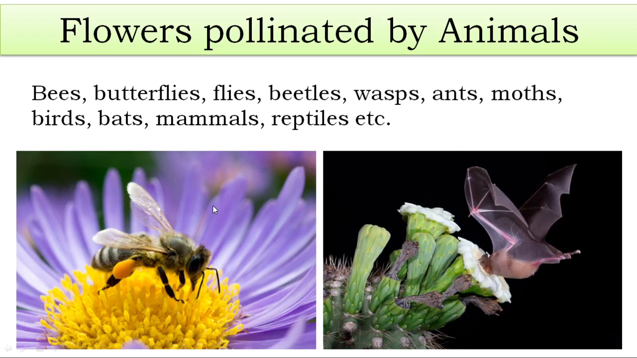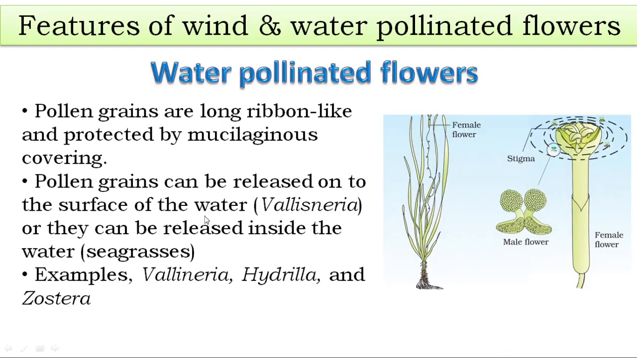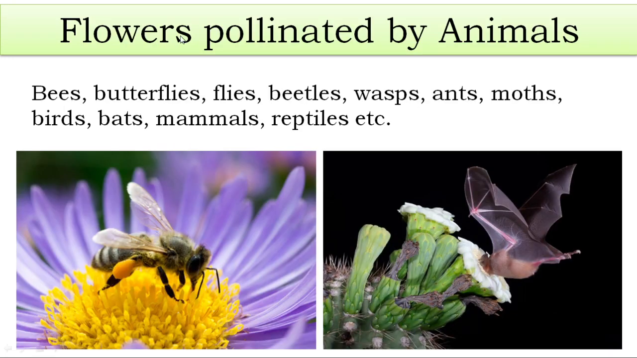All right. Now, if you look at the flowers which are pollinated by animals, which are the biotic agents, wind and water are abiotic agents of pollination. Whereas flowers which are pollinated by animals are biotic agents. So animals are called pollinators, and we have got different types of pollinators. We have got bees, butterflies, flies, beetles, wasps, ants, moths, and birds, right? Small birds, small bats, mammals, and reptiles, right? So we have got different types of animals involved in pollination. So they are all pollinators.